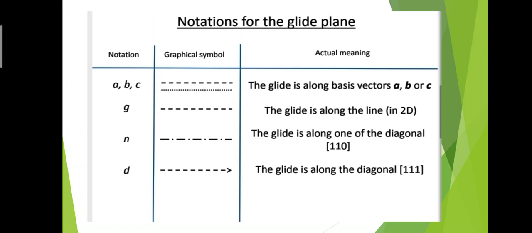Notations of the glide plane. Notation a, b, c: graphical symbol is a dash line or points line. Actual meaning: the glide is along basis vectors a, b or c. g, dash line: the glide is along the line in 2D. n: the glide is along one of the diagonals, 1, 1, 0. d, dash arrow: the glide is along the diagonal 1, 1, 1.